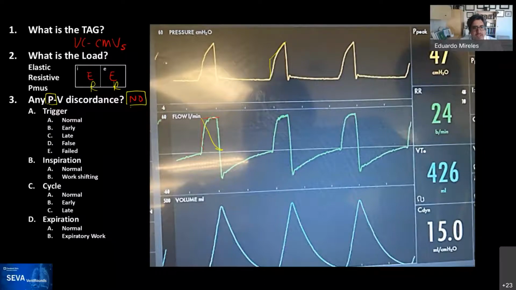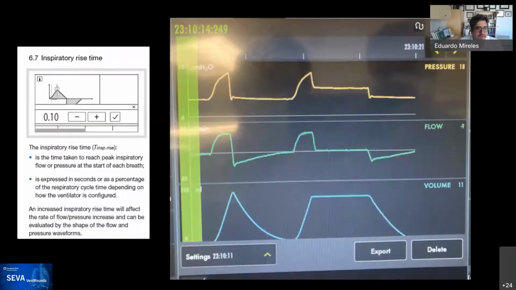So this is consistent with a patient with increased resistance during inspiration and during expiration. He may have decreased elastance. We need to see that better, but because we affected the rise time, it actually hid my ability to see things clearer. And so I wanted to show you this.